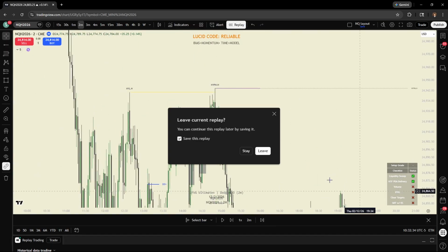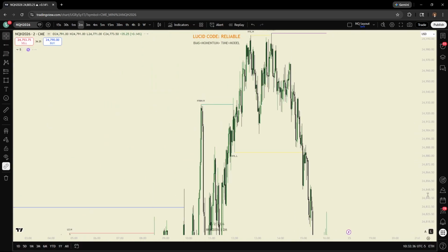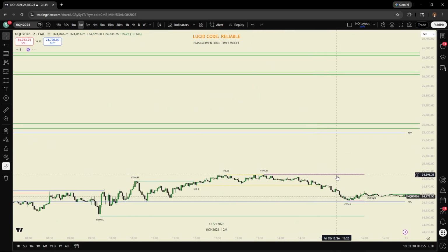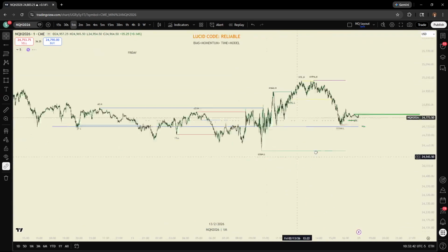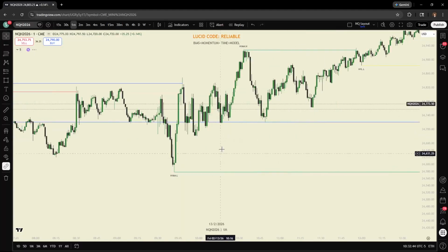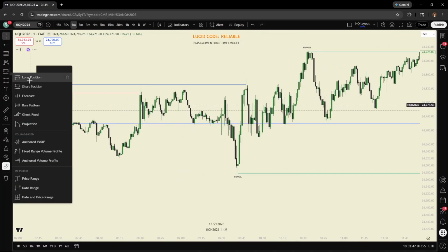And then the final trade from Friday is going to be that 1 minute long. So this 1 minute long was obviously very A plus. Just insane momentum, insane V shape, Judah swing, everything.